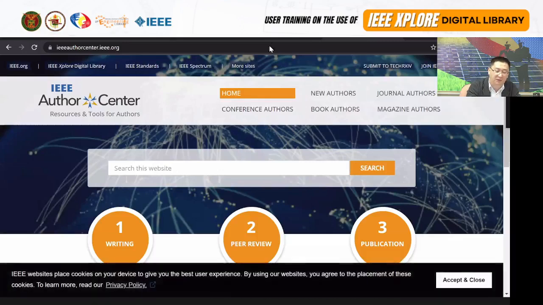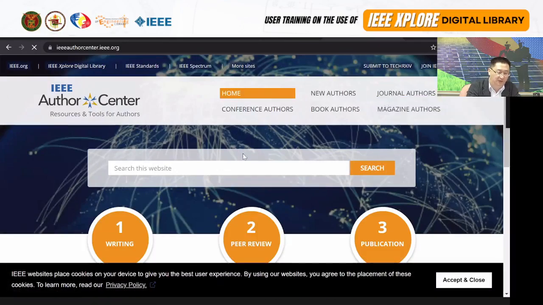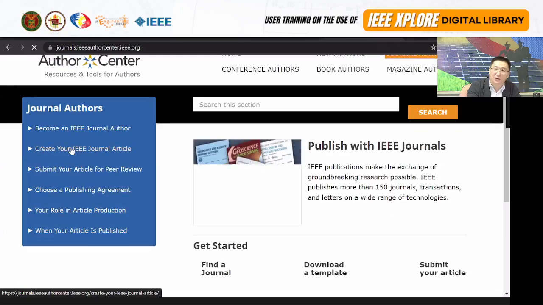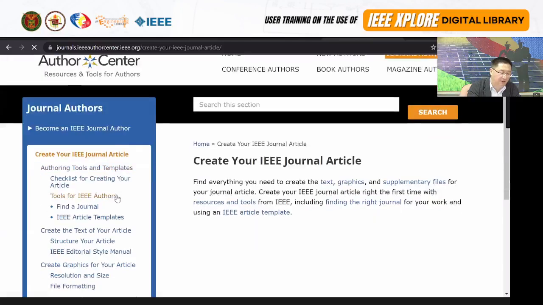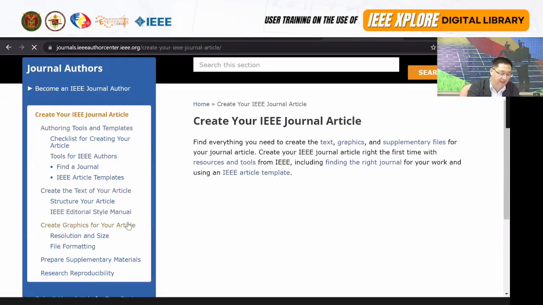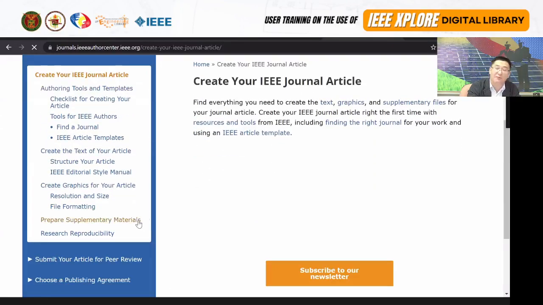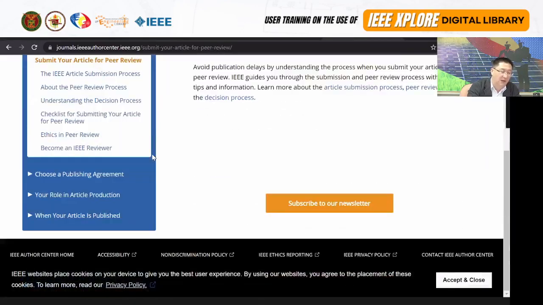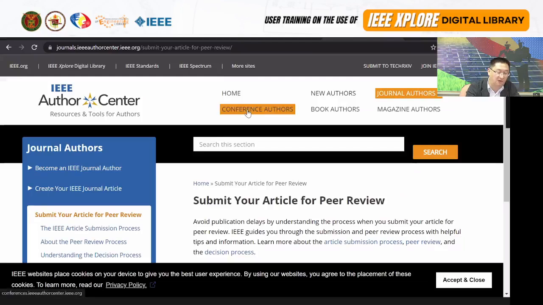For example, if you'd like to publish in journals, how to create your journal article, the tools available, creating text, creating graphics, preparing your manuscripts, preparing supplementary materials. How to submit your paper. How to choose a publication. We have all these tools available. We have all those templates available for you as well. They are all here. We also have conference authors available on this page as well.